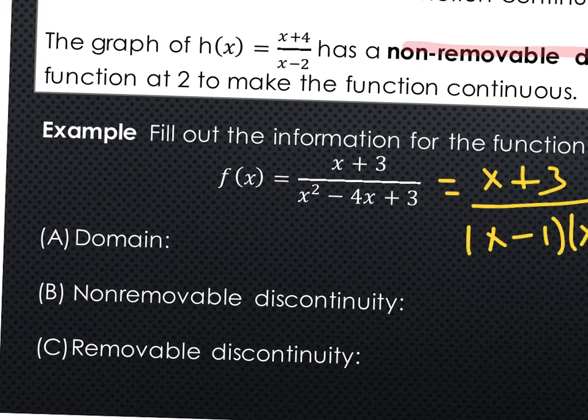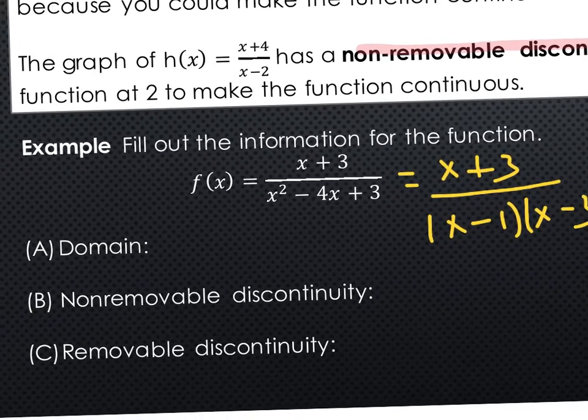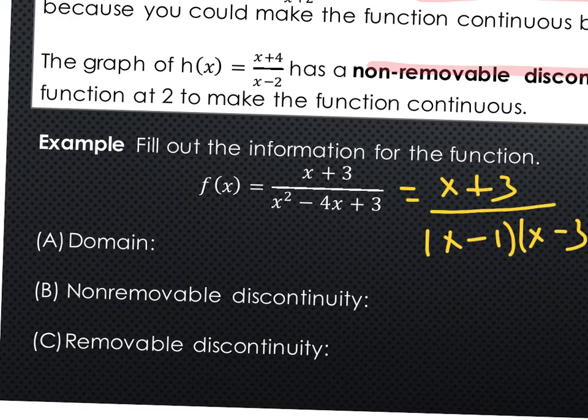So our domain. Where x is undefined, we know x is undefined at 1 and 3 if you set x minus 1 equal to 0 and x minus 3 equal to 0. So our smallest x value is 1. So our domain is negative infinity to 1 with parentheses, union from 1 to 3, union 3 to infinity. Okay, so this represents all x values except for 1 and 3.